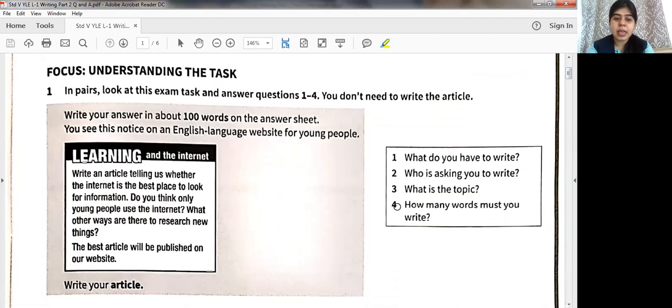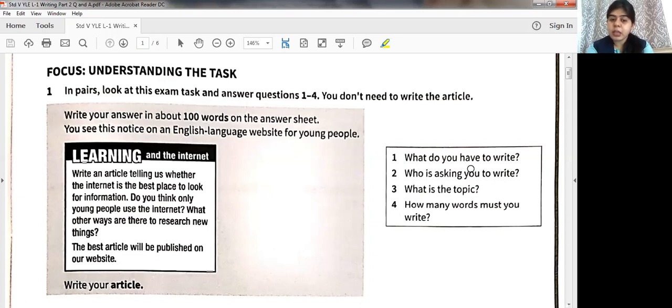Write an article telling us whether the internet is the best place to look for information. Do you think only young people use the internet? What other ways are there to research new things? The best article will be published on our website. So let us answer these questions, students.